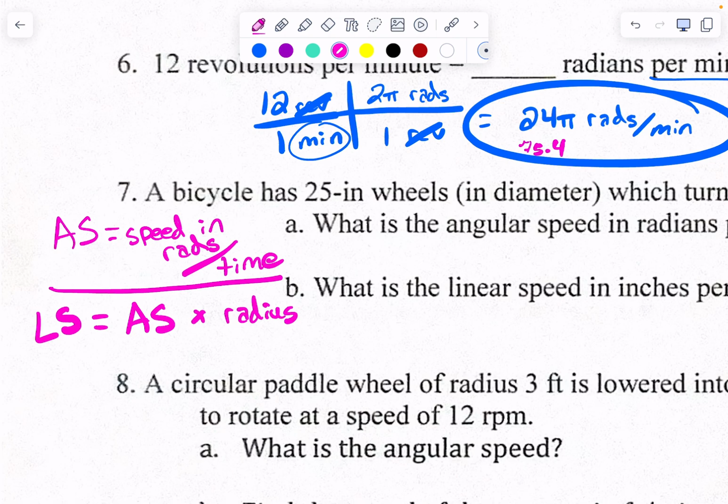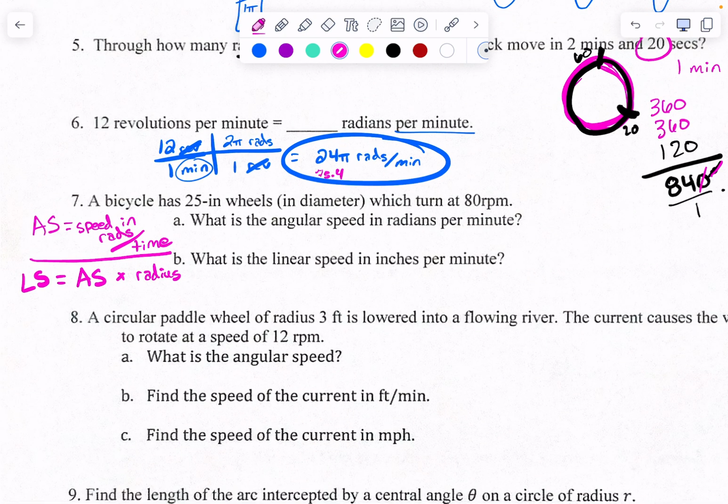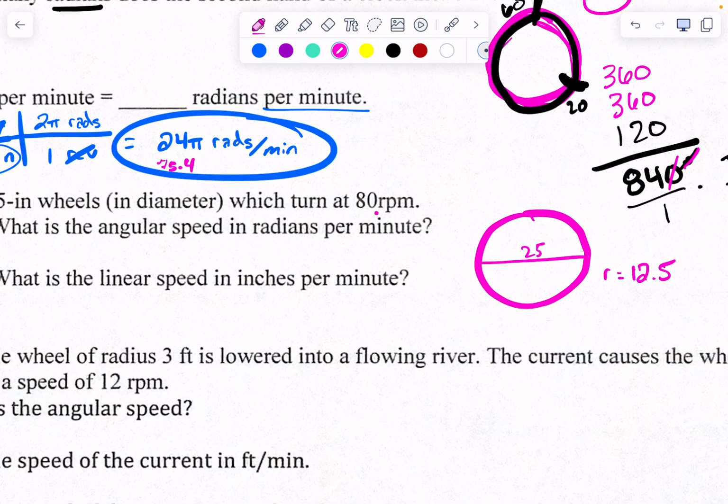Okay? All right, here we go. A bicycle has 25-inch wheels in diameter. So all the way across is 25. That means my radius is how much? 12.5. Okay. The wheel turns at 80 RPM.